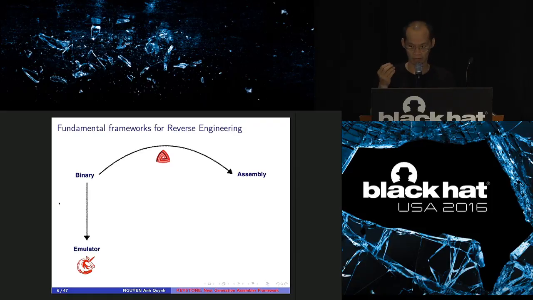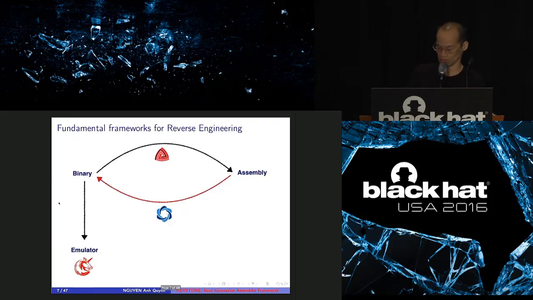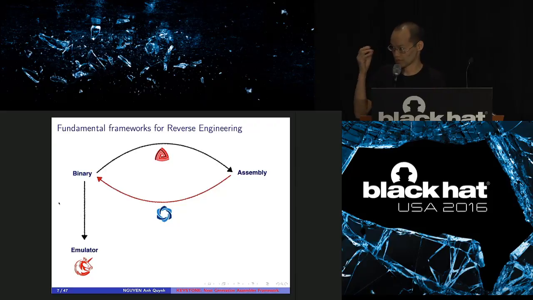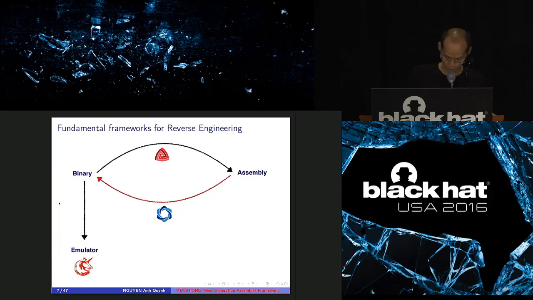You can see that both Capstone and Unicorn need a binary as input, right? So the question is, how and where to get the binary? Actually, sometimes you need to generate the binary yourself, and that is the missing link here. You need something that, from the assembly, generates the binary. The binary can be decoded again by Capstone, or sent to the emulator. So what's missing here is the assembler framework.